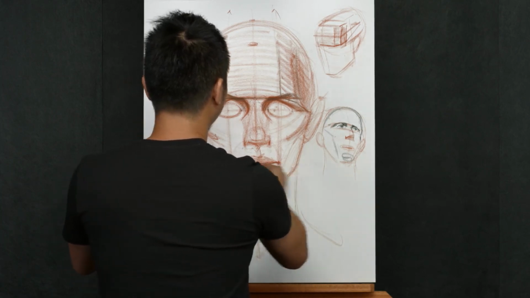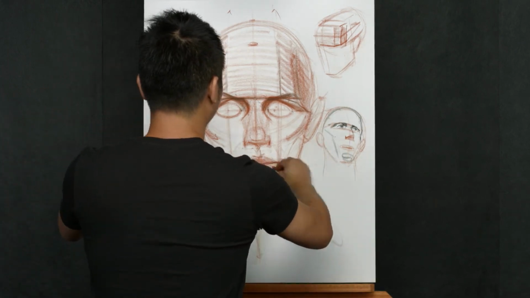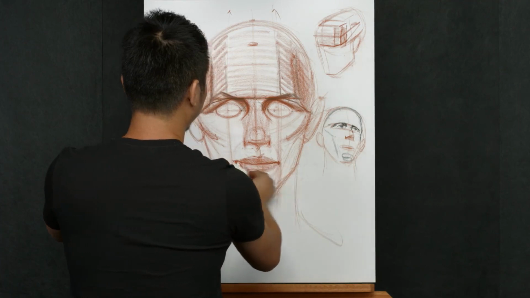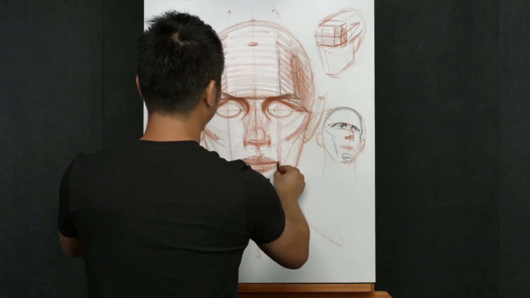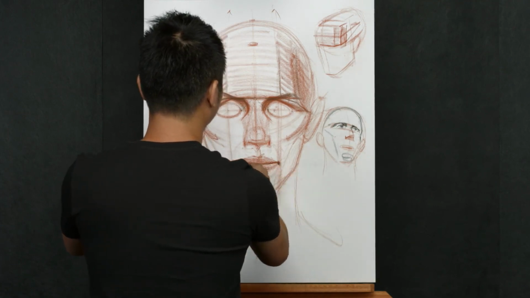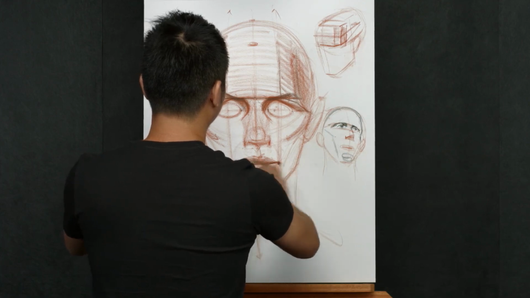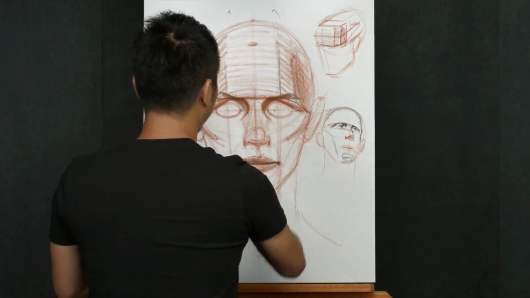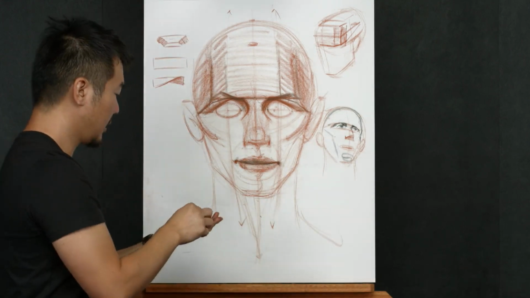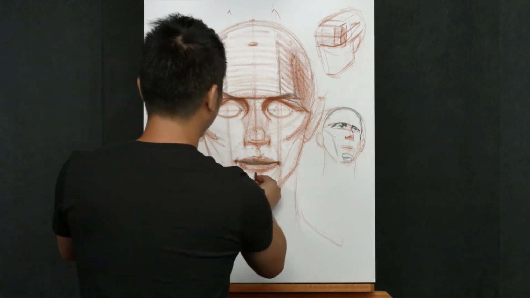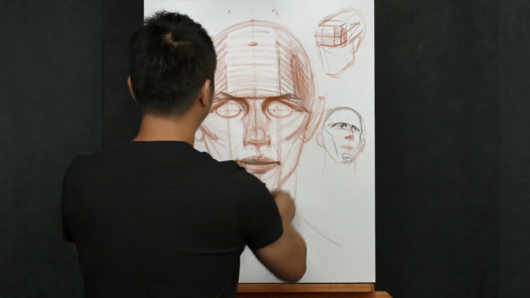Most of the time the light source is above us, so the upper lip will be a little bit darker, and the lower lip usually a little bit lighter. And often you get a dimple right below the lower lip, which is usually lost in shadow. That helps, so when you put that shadow in here, it helps to push out the lower lip.